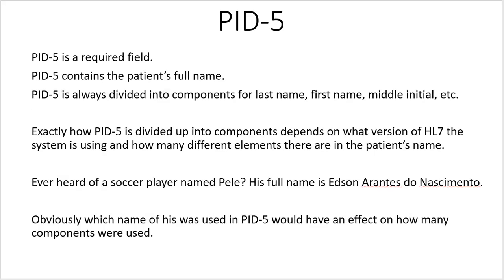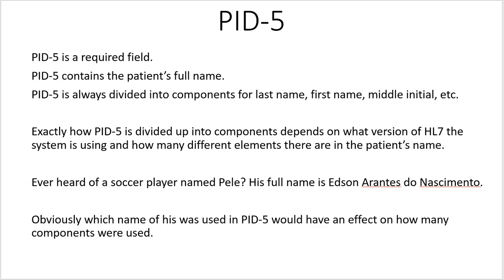PID5. PID5 is a required field. PID5 contains the patient's full name. PID5 is always divided into components for the last name, first name, middle initial, etc. Exactly how PID5 is divided up into components depends on what version of HL7 the system is using and how many different elements there are in the patient's name.